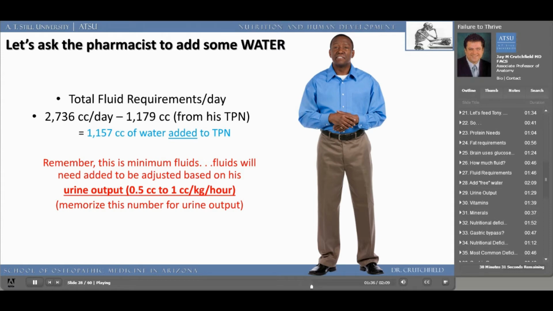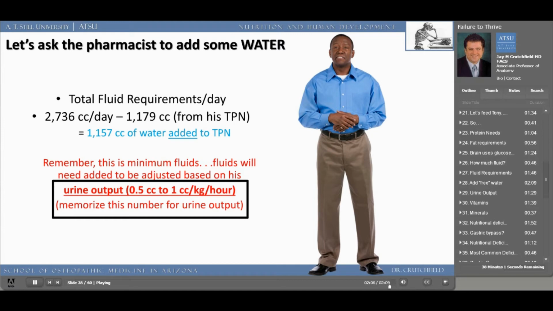His urine output needs to be at 0.5 cc to 1 cc per kilogram per hour. You need to memorize this because it holds for adults as well as it does for babies, children, and teenagers. 0.5 cc per 1 kilogram per hour. In adults, this comes out to about 30 cc's an hour plus or minus. And in residency, you're going to need to know that number. But if you know the patient's weight, you can always calculate what their hourly urine output should be.